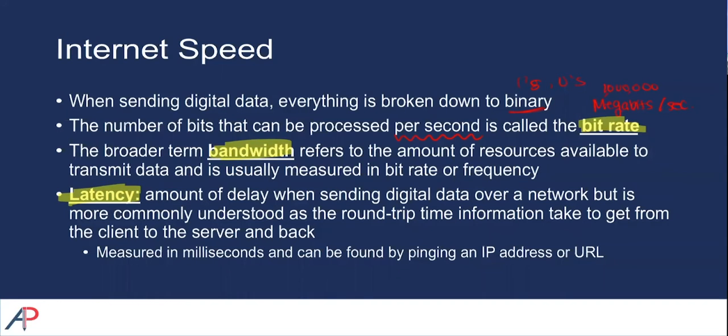So bit rate is the number of bits that can be processed or sent per second. The broader term is bandwidth. Bandwidth refers to the amount of resources available to transmit data and is usually measured in bit rate or frequency. So bandwidth is, I would say, the maximum bit rate. The amount of resources available to transmit data is the best case scenario, what your bit rate would be. You cannot go beyond your bandwidth because that would exceed your best case scenario.